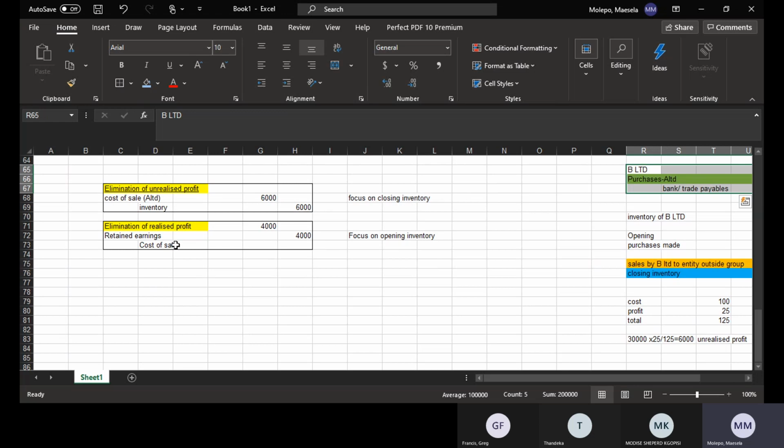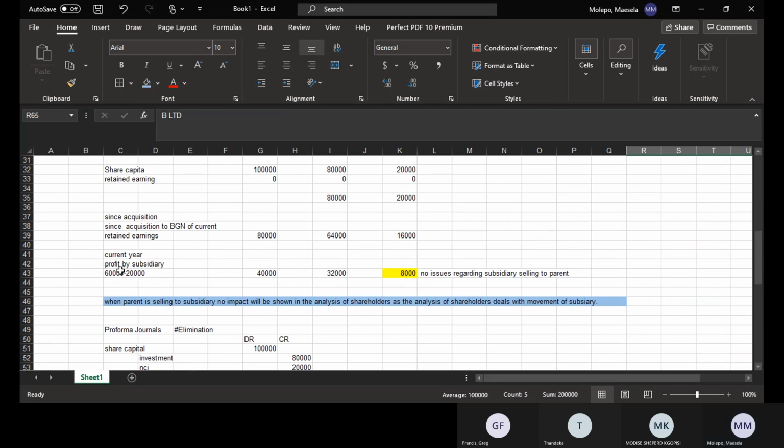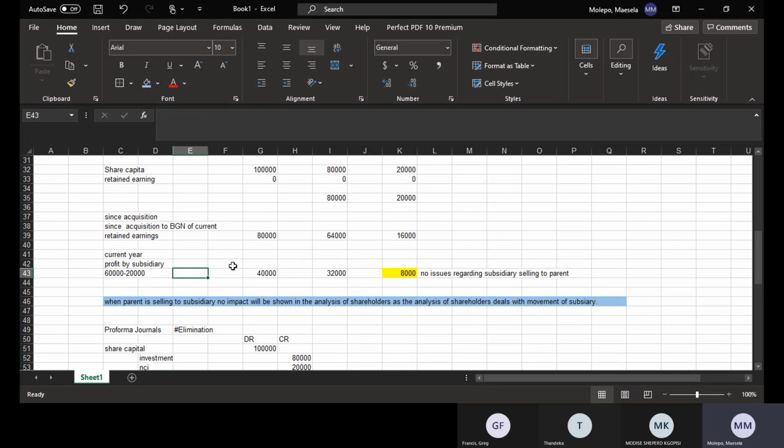In the current year, normally on our analysis here, for the profit, we didn't do anything when the parent was selling to the subsidiary. But in the situation where the subsidiary is selling to the parent, that profit realized by the subsidiary needs to be taken out here. So whatever profit is made by the subsidiary, we're going to take it out on our analysis of shareholders. So it's important to note who is selling to which company.